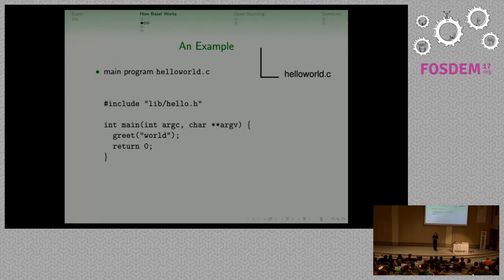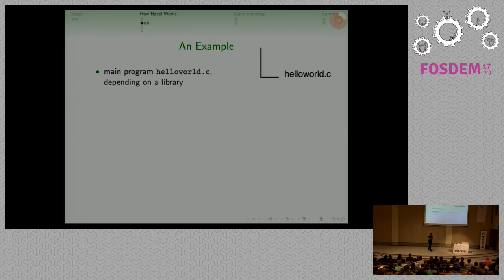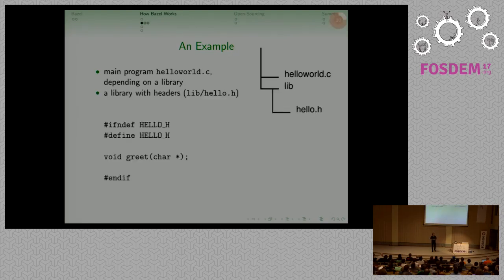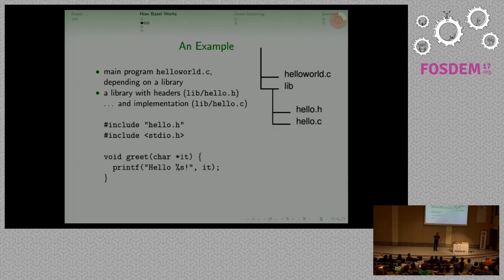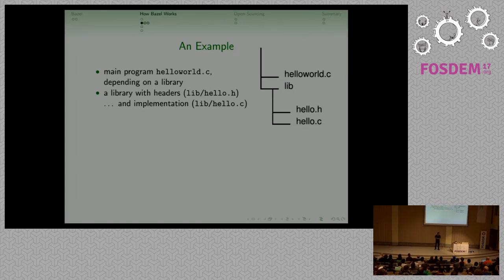We want to write Hello World, which is a simple program, except to demonstrate a point, I choose to make a call to a library. So this program depends on a library, as is usual with bigger pieces of software. And in this case, a simple C library, so you have a header file, and you have an implementation. That could be a typical part of the source tree, but it shows already all the relevant parts.